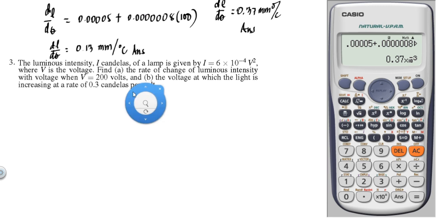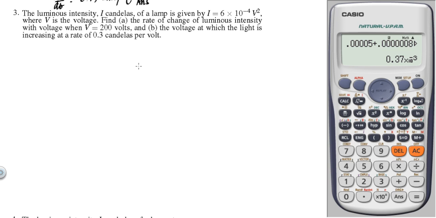Okay, number 3. The luminous intensity I, candelas of a lamp, is given by I is equal to 6 times 10 to minus 4 V square, where V is the voltage. Find A, the rate of change of luminous intensity with voltage when V is equal to 200 volts. And letter B, the voltage at which the light is increasing at the rate of 0.3 candelas per volt. Okay.